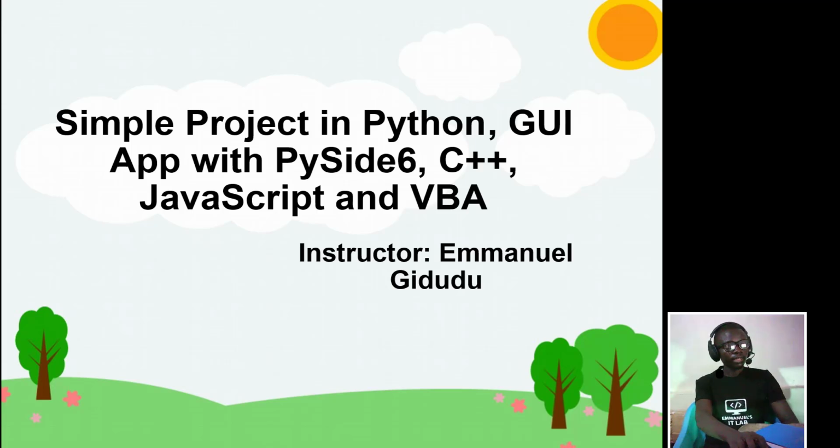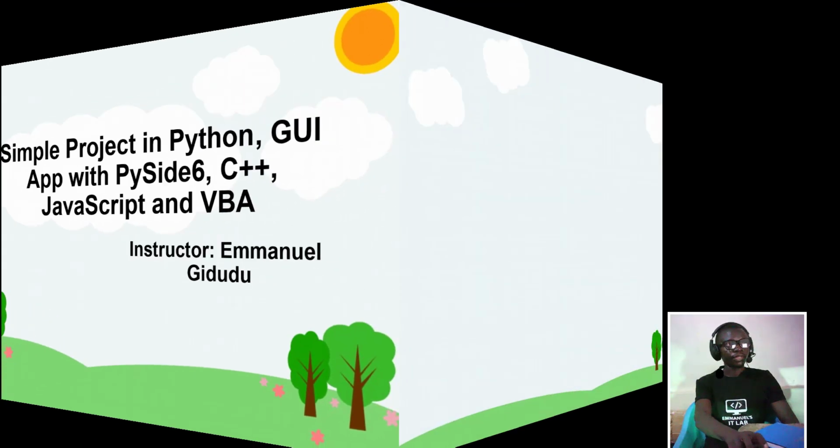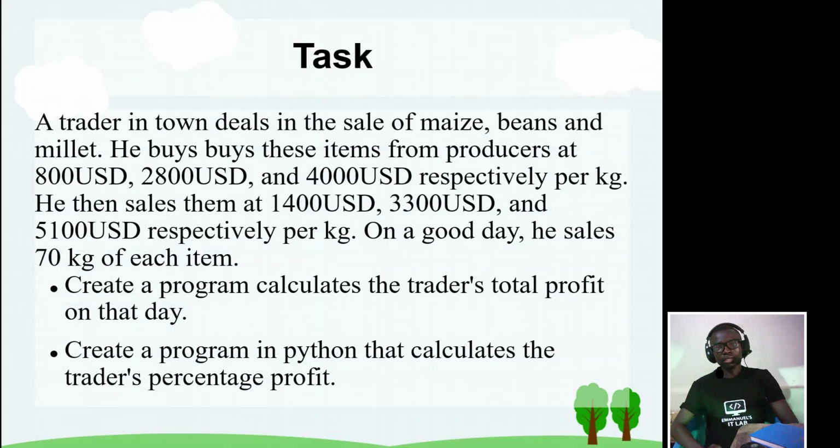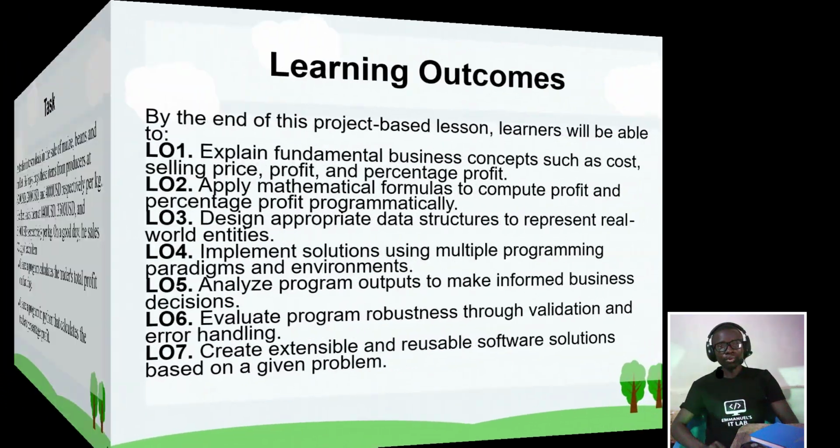Now we have the task which we are going to work on. The task is simple: a trader deals with a sale of 3 items, and they have given us the cost price, the selling price, and the quantity that the trader sells. So they want us to create a program which will calculate the trader's profit and the percentage profit. Now, as simple as it is, we are going to transform it into a mega project.